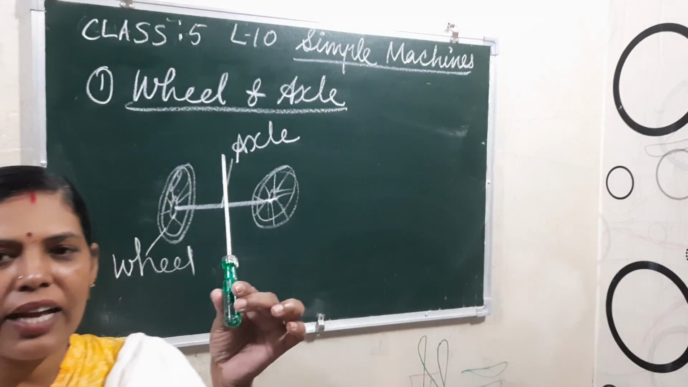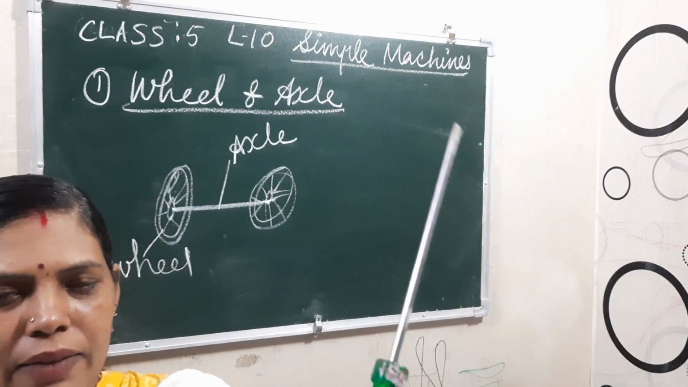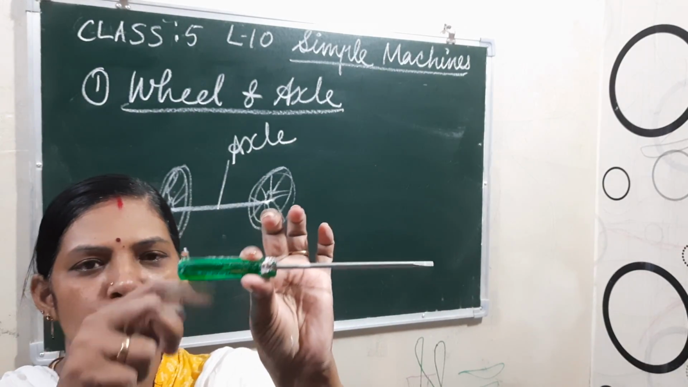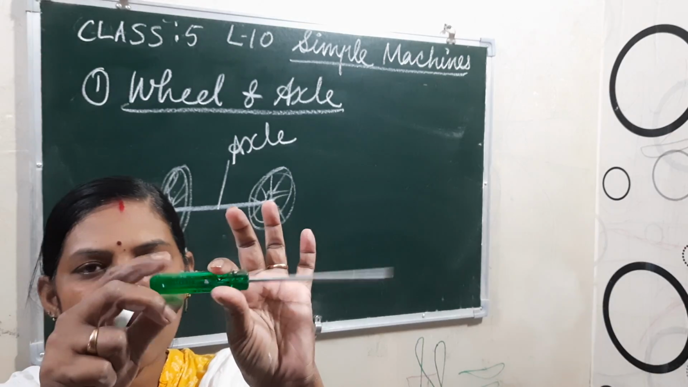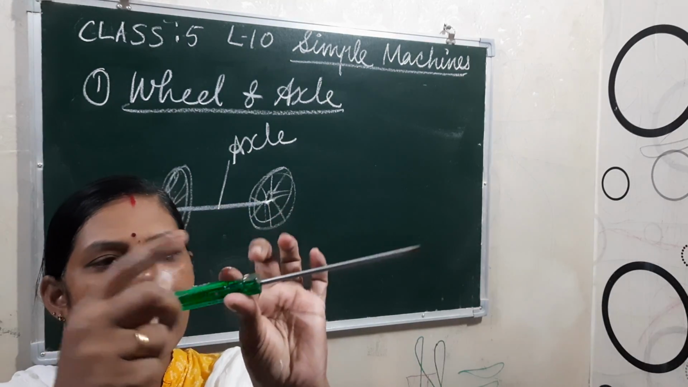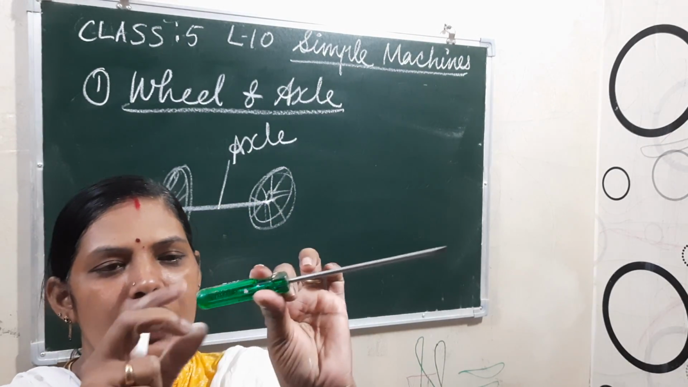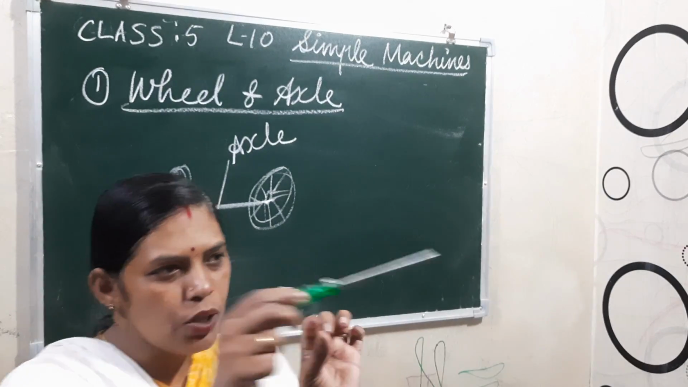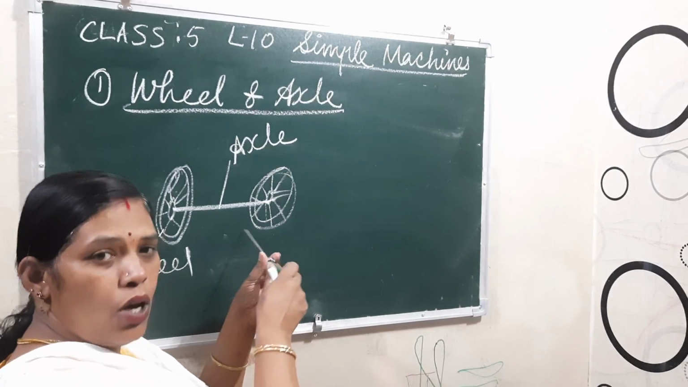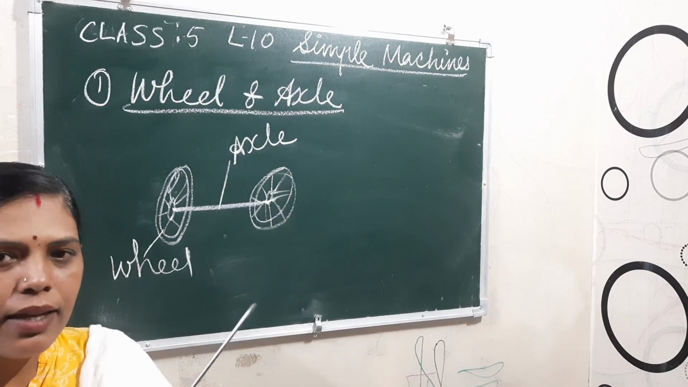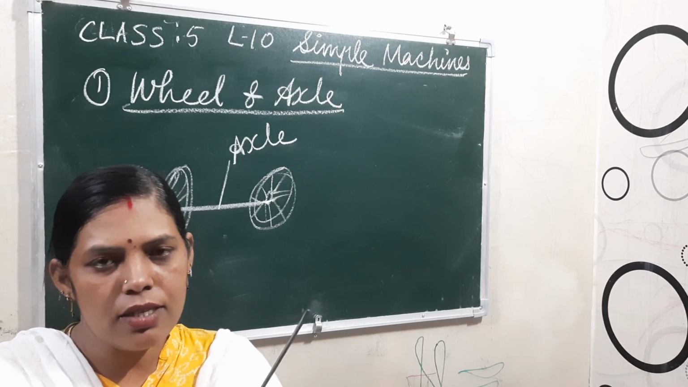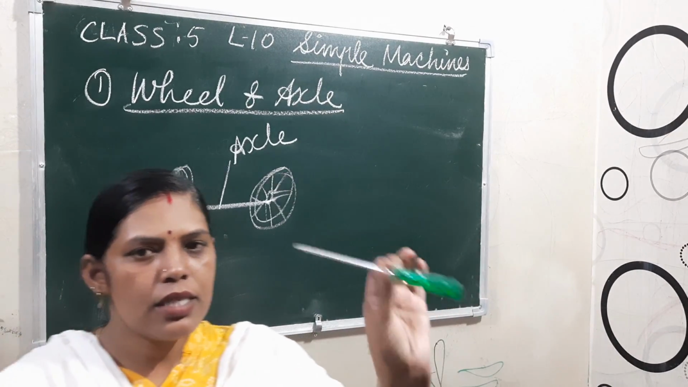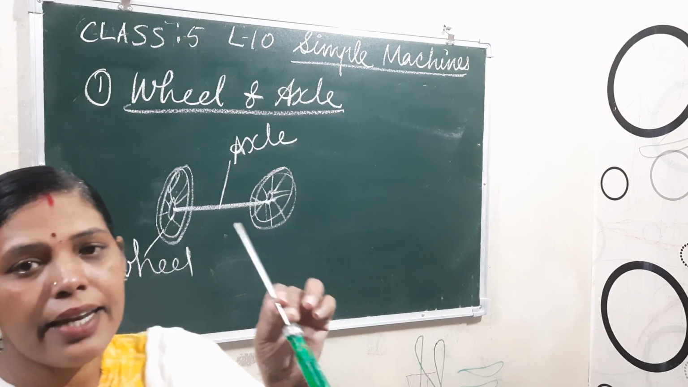See, this is the screwdriver, right? This is actually the wheel. It acts as a wheel. We will rotate this one, so it is a wheel. And this is the axle. So, wheel and axle. You can say this is the best example. It rotates so that we can drive screws and open the nails, these things, screws. For that also we use it. This is an example of wheel and axle.